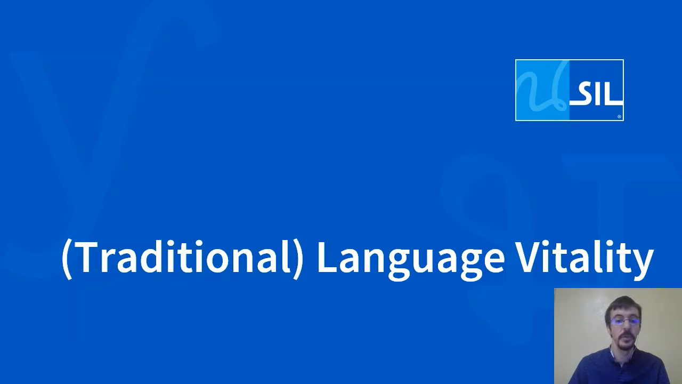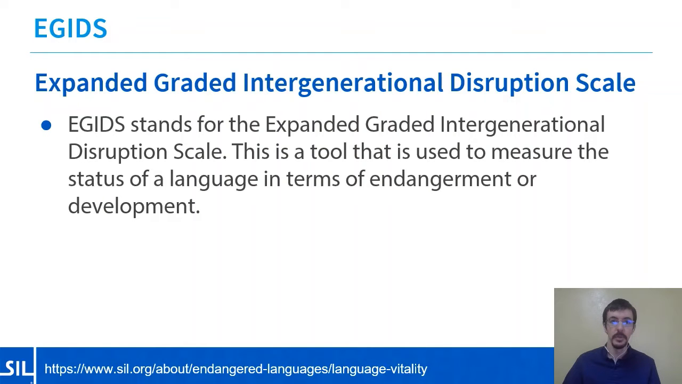We're going to start off talking about traditional language vitality. If you're familiar with linguistics or sociolinguistics, you may be familiar with EGIDS, the Expanded Graded Intergenerational Disruption Scale. EGIDS is a tool that is used to measure the status of a language in terms of endangerment or development.